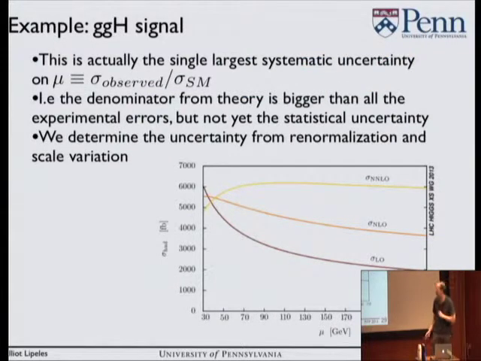As an example of how that works, I'll give you the GGH signal. For the GGH signal, this is actually the single largest uncertainty on the observed signal strength, because we're dividing by the standard model cross-section when we report signal strength. And so it's actually not the uncertainty on what we observed, but the uncertainty on that denominator that dominates the systematic uncertainties.